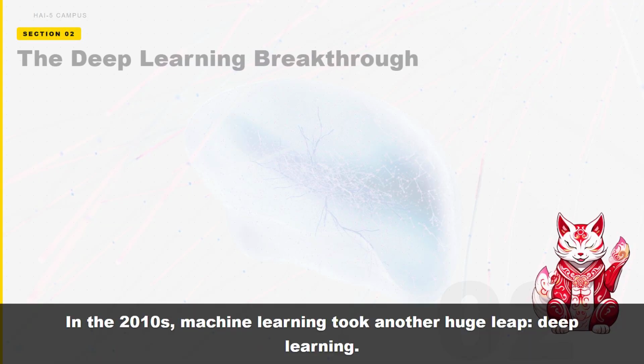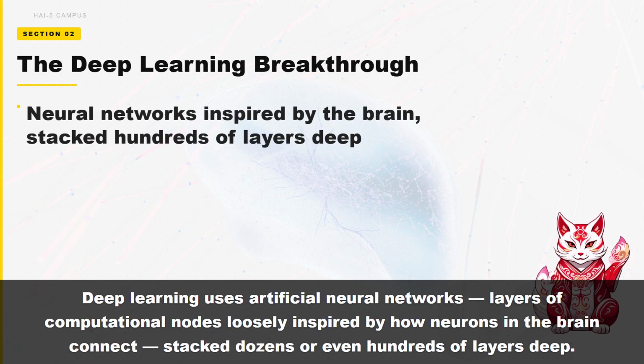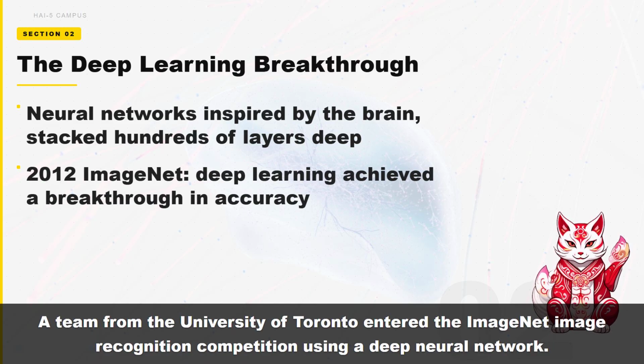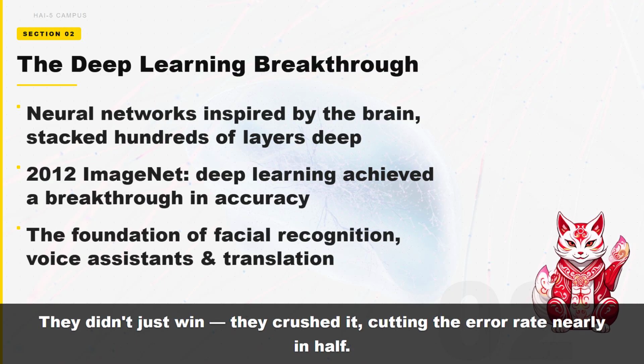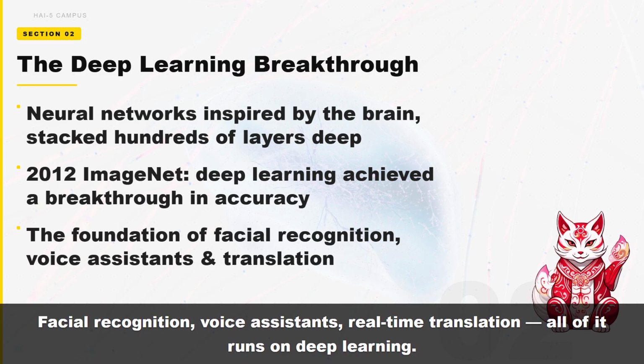In the 2010s, machine learning took another huge leap: deep learning. Deep learning uses artificial neural networks, layers of computational nodes loosely inspired by how neurons in the brain connect, stacked dozens or even hundreds of layers deep. The watershed moment was 2012. A team from the University of Toronto entered the ImageNet image recognition competition using a deep neural network. They didn't just win, they crushed it, cutting the error rate nearly in half. AI research exploded after that. Facial recognition, voice assistance, real-time translation, all of it runs on deep learning.